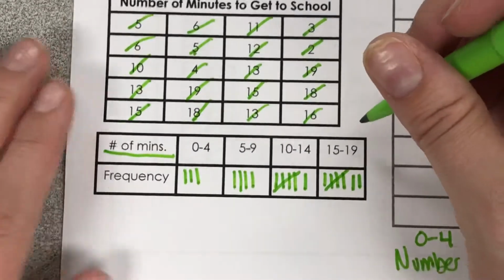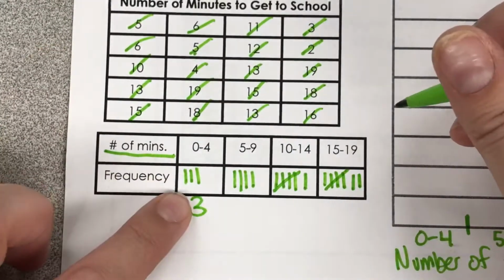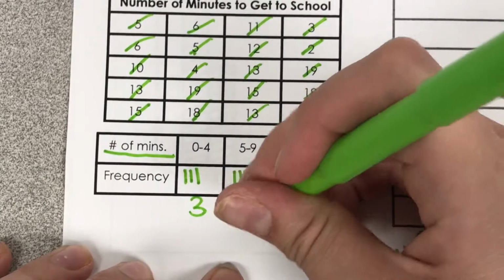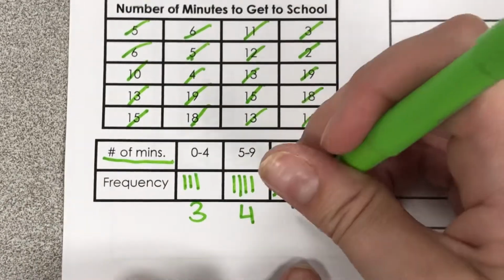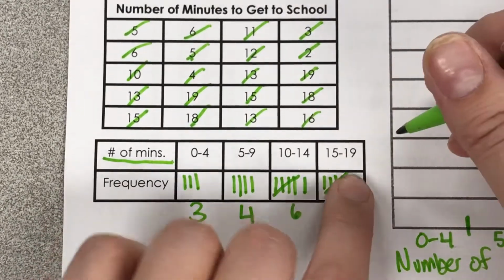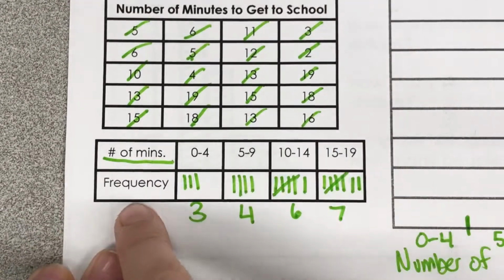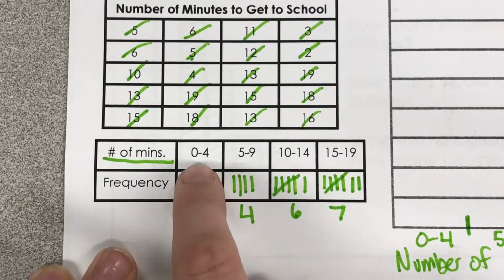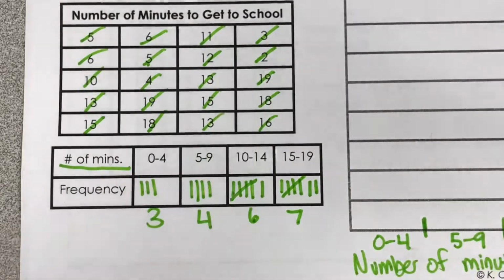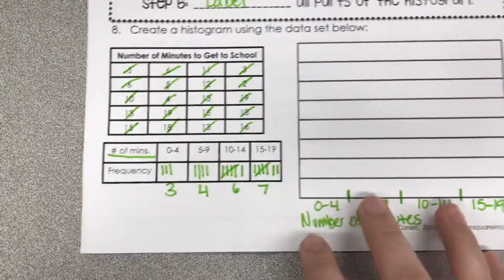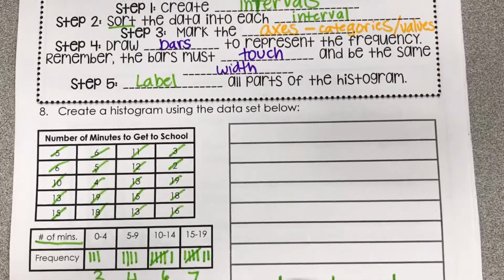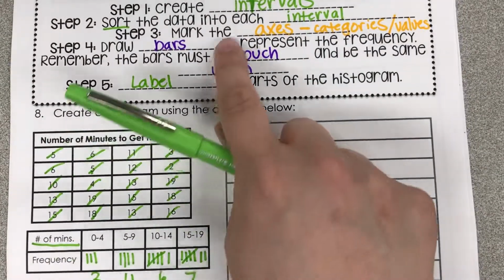So I have a total of 3 values in this category, 4 values in that category, 6 values in this category, and a frequency of 7 values in this category. So that's my frequency. How many numbers did I see fit in this category? Now, zoom out. Now I need to mark the axes.